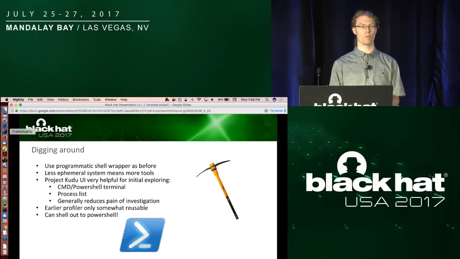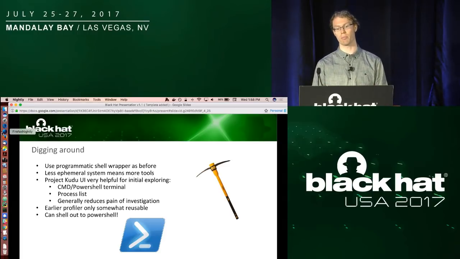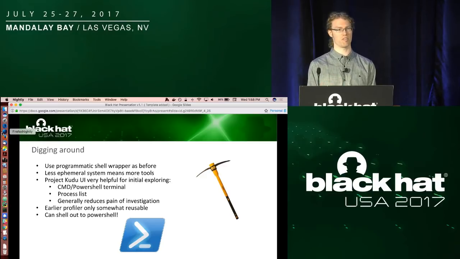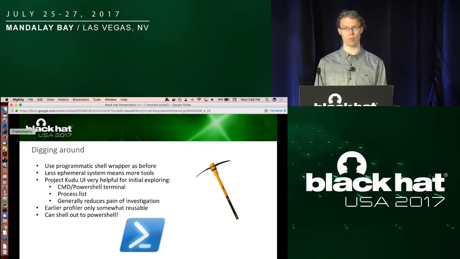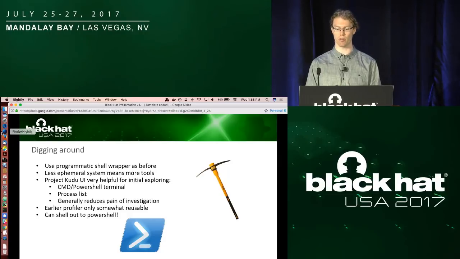For digging around, we started with the same profiler system, but many of the same profiler components didn't work because they were POSIX specific. Fortunately, because it's a less ephemeral system, there's actually just this Windows machine running, it's easier to work with for digging around. You don't have to go in and script all these Python shell calls. There's a Project Kudu UI that actually gives you command access. You can also use PowerShell for anyone who's a PowerShell fan. And you can just wander around the system, poke around, see what you can write to, see what you can't. And it did make investigating around initially much easier.